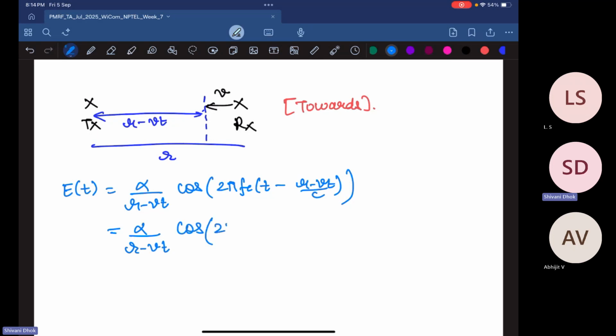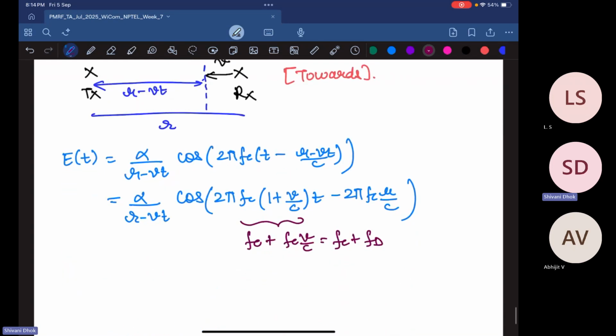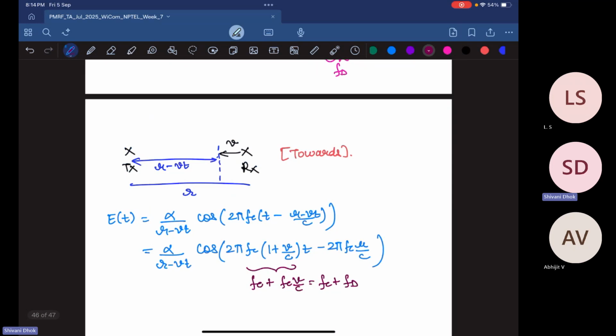Again the same thing I'll do: 2 pi fc times 1. Now you have a minus sign here and a minus sign here, so you get minus minus plus, 1 plus v by c into t, minus 2 pi fc r by c. Now in this situation your effective carrier frequency is fc plus fc v by c, that is fc plus fd, which means your effective carrier frequency is increased when you're moving towards the transmitter. Does it make sense to you now?